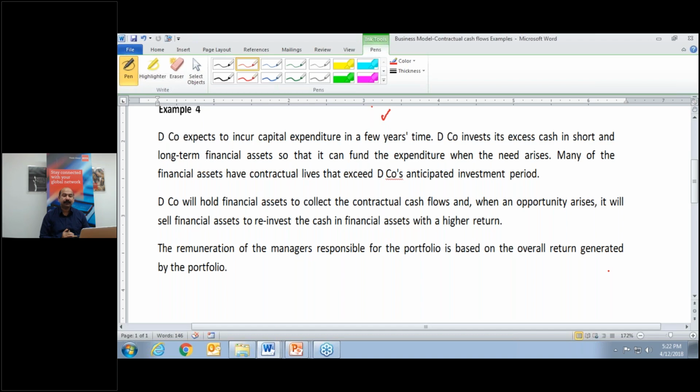So this is an example of a business model where both collecting contractual cash flows and selling financial assets is being achieved. See, the objective in this example of D company is achieved by both collecting contractual cash flows and selling financial assets. D company decides on an ongoing basis whether collecting contractual cash flows or selling financial assets will maximize the return on the portfolio until the need arises for the invested cash. So this is the example where this criteria is being met.